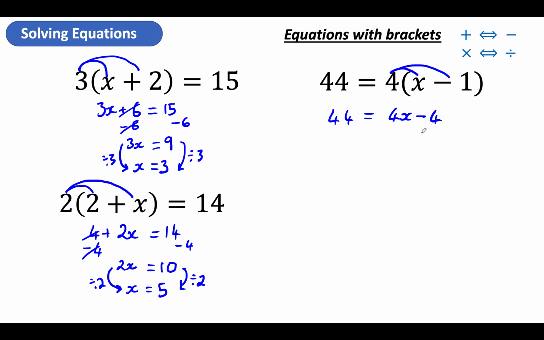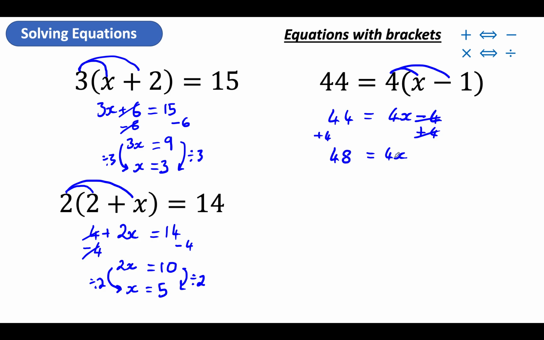And 44 over here. Okay, so now we've got a two-step equation. Let's solve it. The number touching the letter we deal with last. So we'll deal with the minus 4 first. And the opposite of take away 4 is to add 4. Because that 4, take away 4 is nothing. Cancels out. It just leaves the 4x on its own. But what you do to one side, you must do to the other. 44 plus 4 is 48.